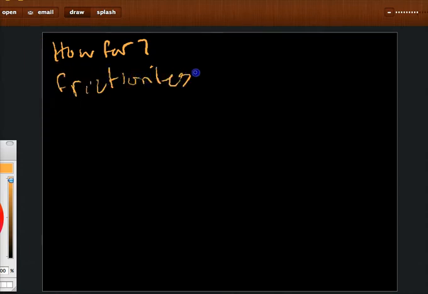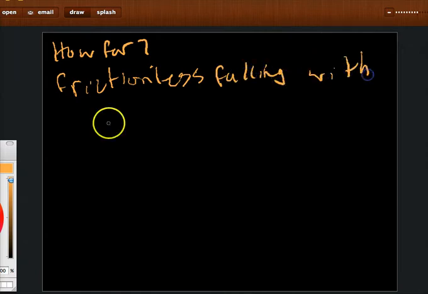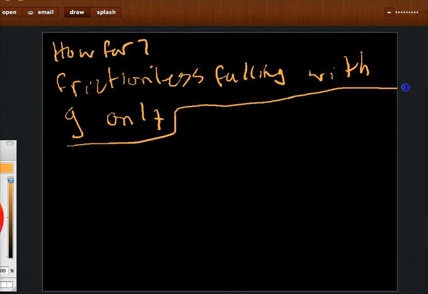the last section here. Let's work with this black background again, more familiar with. So now we're going to move on to the last one, free fall. How far? How far? We already defined free fall as frictionless falling with gravity only, okay? So that's kind of a rudimentary definition of free fall.